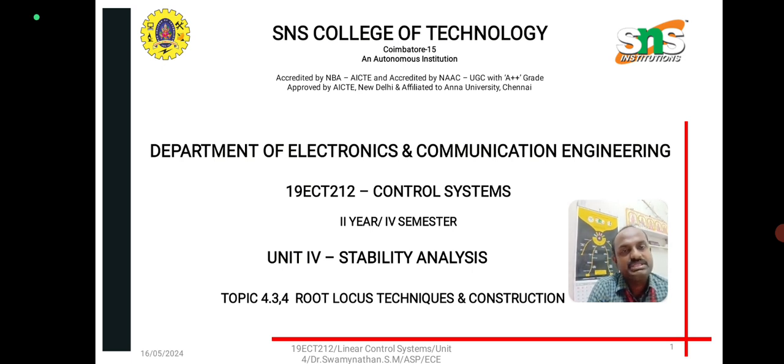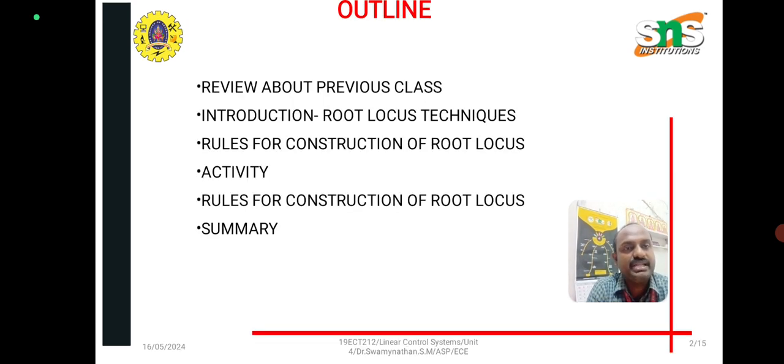Now I am going to discuss the topic called root locus techniques and construction, under the unit of stability analysis. So, a review of the previous class: last class we discussed the Routh-Hurwitz criterion. Here we will cover an introduction to root locus techniques and the rules to construct the root locus, followed by an activity on the rules, and then a summary.